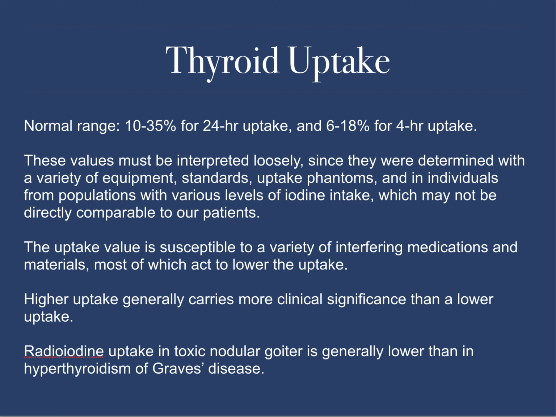Thyroid uptake normal range is said to be 10 to 35% for 24 hours. The 4-hour values are 6 to 18%, but they're not as robustly established. Furthermore, even the 10 to 35% range is based on literature from the 1960s and 70s, so this is outdated. Nowadays, we have a lot more iodine in the diet. Most of it comes from iodinated salt.